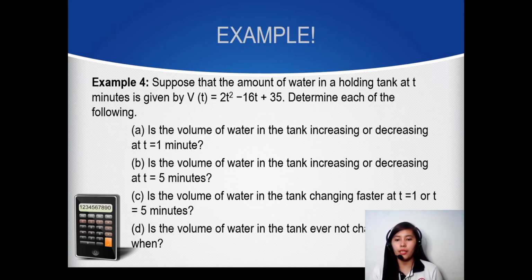So we have here an example of rate of change. Suppose that the amount of water in a holding tank at t minutes is given by v of t is equal to 2t squared minus 16t plus 35. Determine each of the following. Letter A, is the volume of water in the tank increasing or decreasing at t is equal to 1 minute? Letter B, is the volume of water in the tank increasing or decreasing at t is equal to 5 minutes? Letter C, is the volume of water in the tank changing faster at t is equal to 1 or at t is equal to 5 minutes? And letter D, is the volume of water in the tank ever not changing? If so, when? Okay, so these are the questions that we're going to answer in this problem.